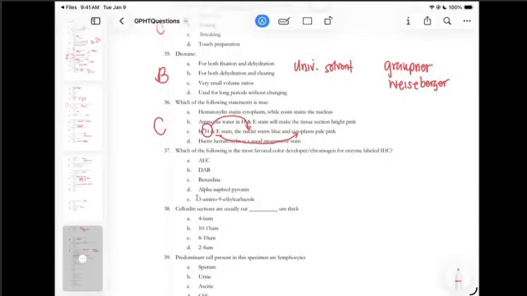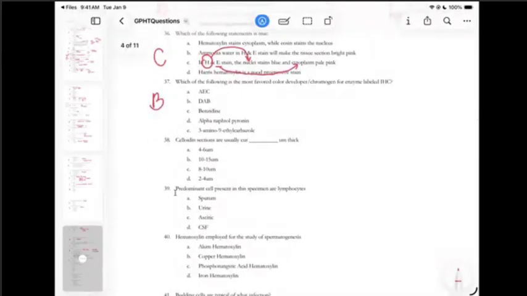37, which is the favored chromogen for enzyme-labeled immunohistochemistry. So yung pinaka-favorite, usually this is combined together with horseradish peroxidase. So that is letter B, DAB. So DAB, that is your diaminobenzidine. So diaminobenzidine, color brown yan.